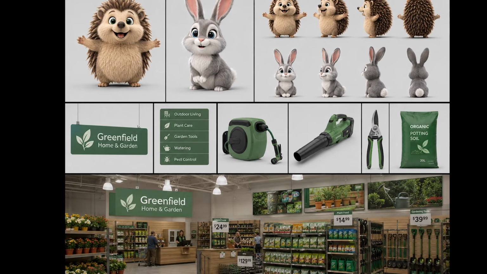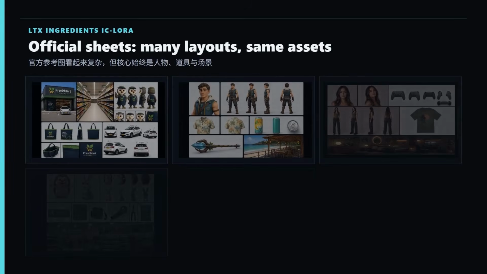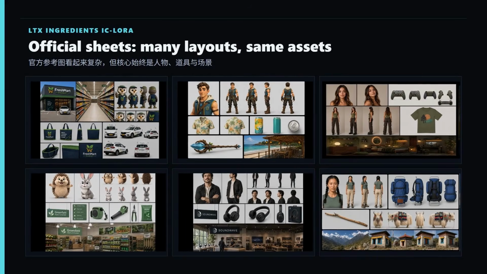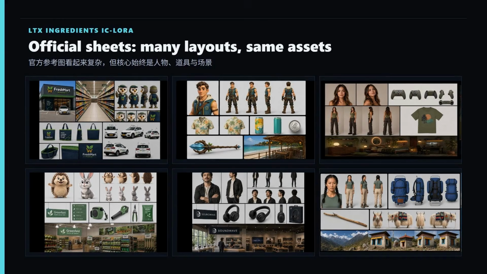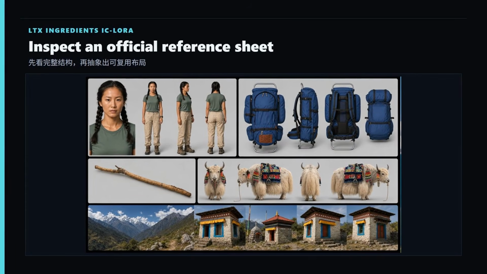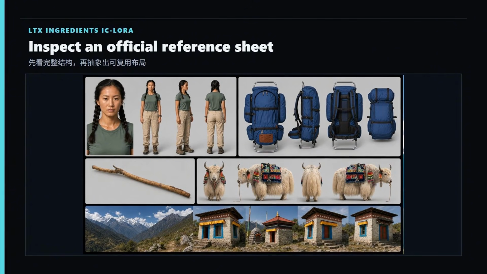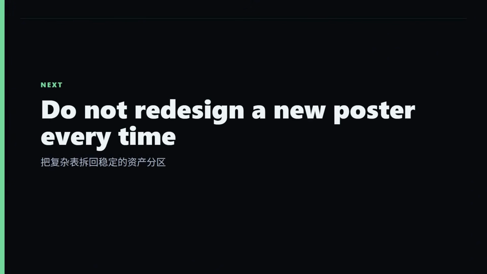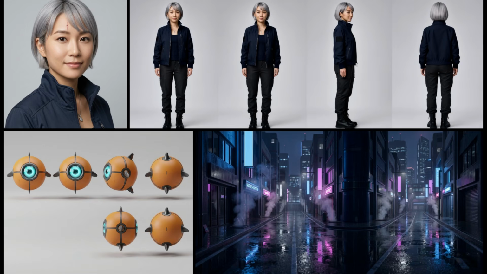There doesn't seem to be one identical template for all of them, but once we break them down, you'll find that there are not many core elements. I've summarized them into 3: characters, props, and scenes. The only real difference is that sometimes there is 1 character, and sometimes there are 2. So there's no need to build a big complicated poster every time just because that's what the official examples look like. I recommend using 2 simpler layouts.